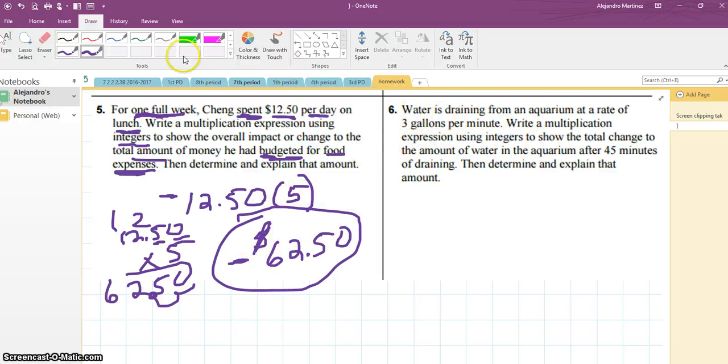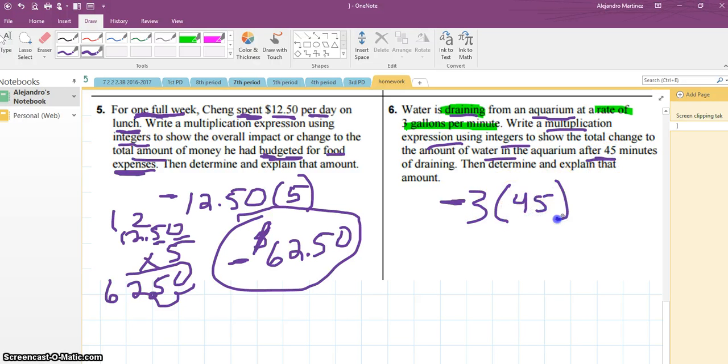Water is draining, look at number 6. Water is draining from a current rate at a rate of 3 gallons per minute. Okay? Mira, draining, le estamos sacando el agua. So when you're draining from an aquarium, okay, de una piscina, le estás quitando el agua, estás sacando el agua. So draining, that's a negative. A rate of 3 gallons per minute. So 3 galones por minuto. Write a multiplication expression using integers to show the total change to the amount of water after 45 minutes. So 3 galones por minuto. Y por 45 minutos, pues you're going to multiply.